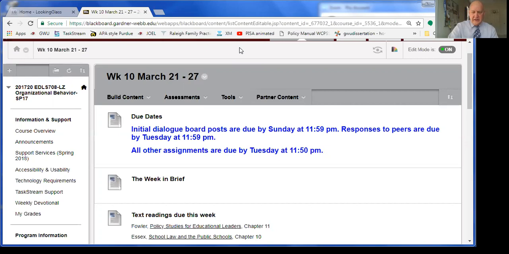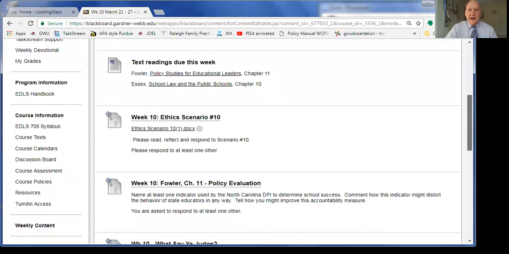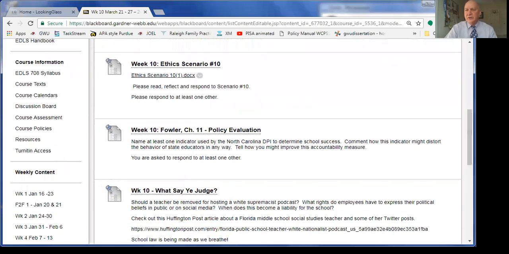As far as the dialogue post related to Chapter 11 in Fowler, I wanted you to think about the indicators that are used by North Carolina DPI to determine school success. Folks, think about the numbers in particular that are on the school report card: attendance, student achievement broken down by demographics, teacher quality. Think about the factors that DPI uses to determine school success, and pick one that gets in your craw.